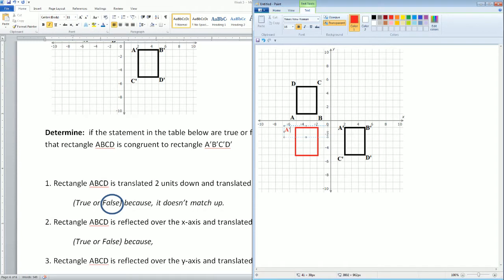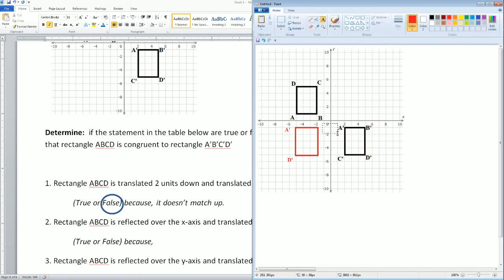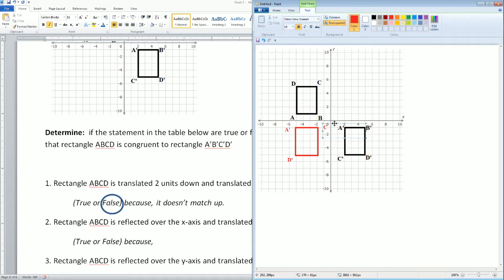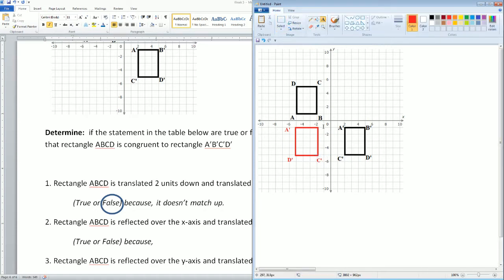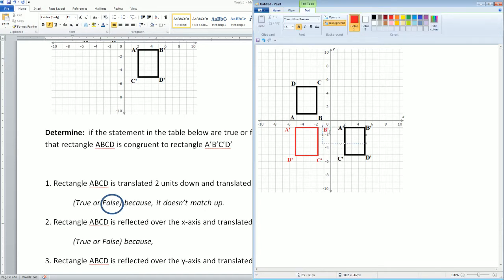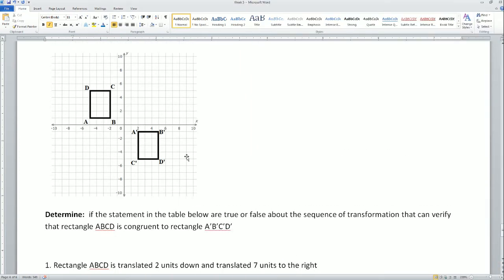A prime should be on that corner. D prime is on that corner. C prime is on this corner. And B prime is on this corner. Okay? I made the image wrong. That's a bummer.